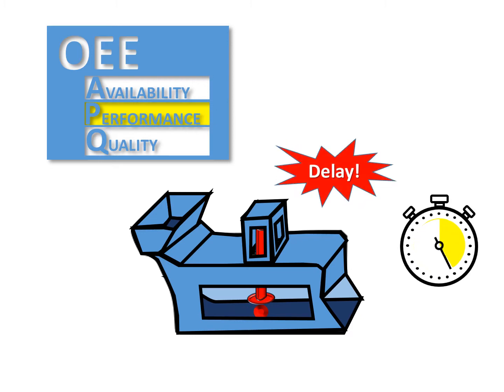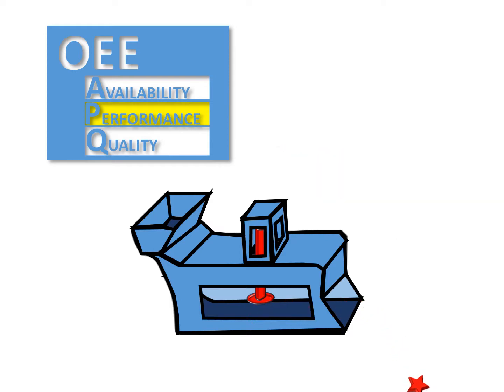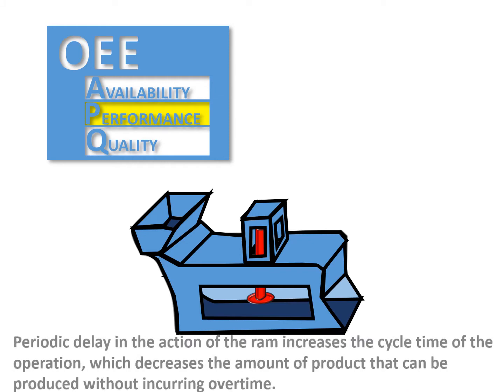This delay extends the repeated cycle time of the machine to be longer than the rated cycle time. This recurring delay can have a more drastic effect on production than a short stoppage because it is multiplied by the number of parts being produced.